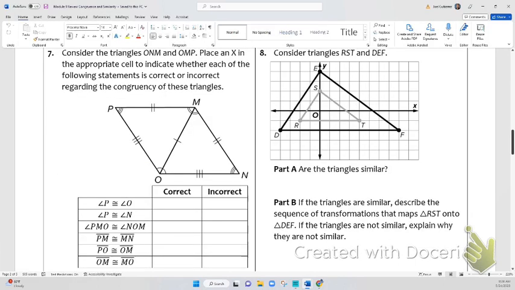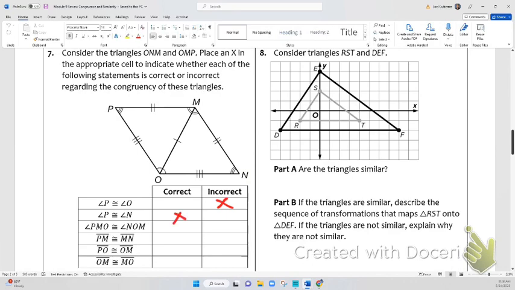So for number 7, you're just looking at the tick marks and you're looking at the arcs. So essentially, is angle P, the one with 3, congruent to angle O, which only has 1? The answer is no. So I put incorrect. Angle P has, again, 3. Angle N has 3. So are those two congruent? Yes, they are. So I put correct.